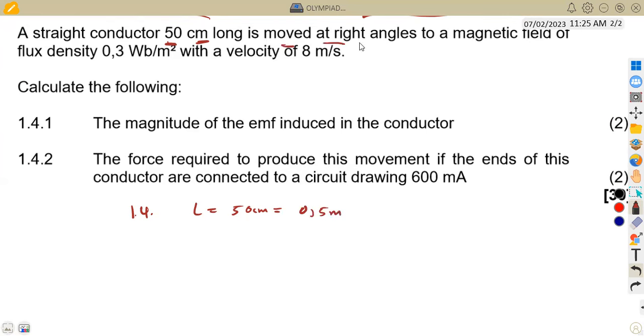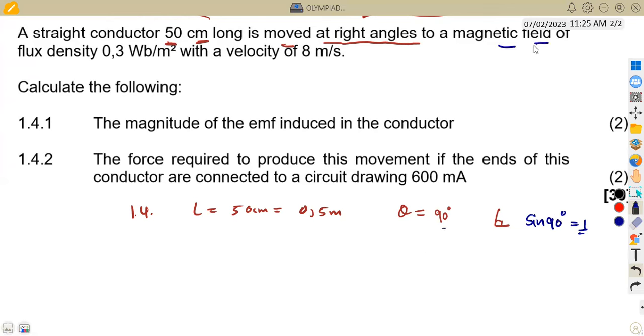Is moved at right angles. At right angles, meaning to say our angle is 90 degrees. And at right angles, remember that this does not affect anything, since sine 90 degrees is equal to 1. So it means that there is no effect at all. But at right angles, our theta is 90 degrees.